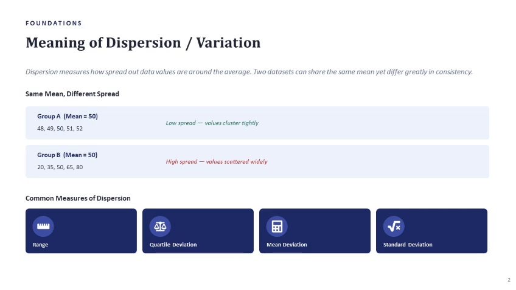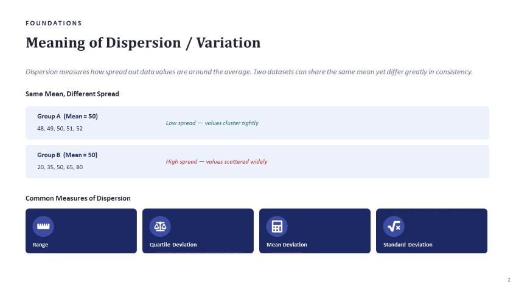There are two groups, namely A and B, where group A consists of the numbers 48, 49, 50, 51, 52. Here the mean is 48 plus 49 plus 50 plus 51 plus 52 divided by 5, that is equal to 50. Here the numbers are very near to each other, so it has a low spread and the values cluster tightly.